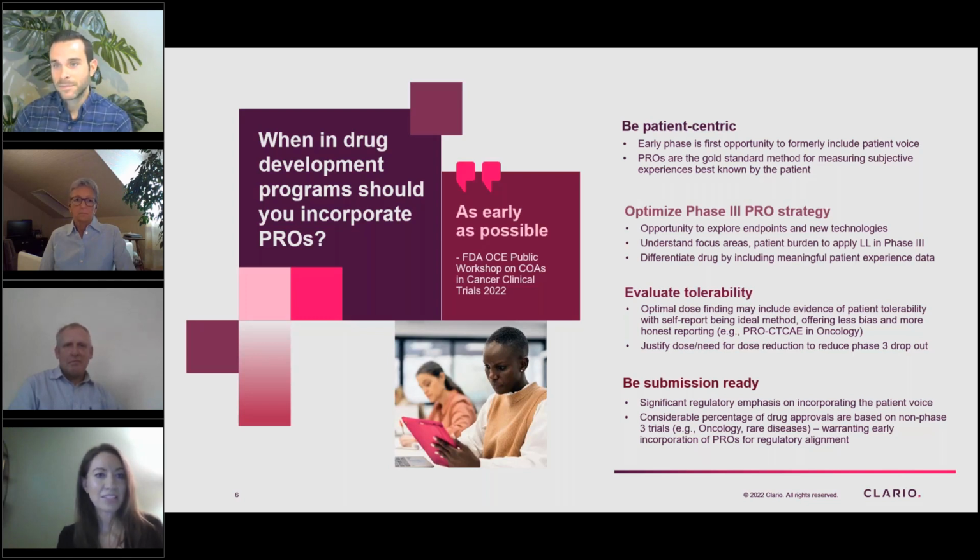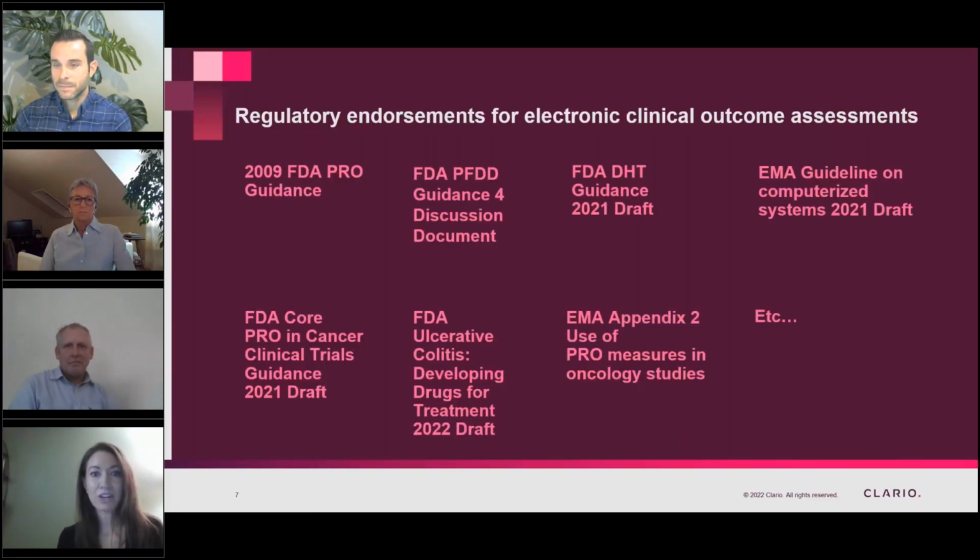Yeah, so regulatory agencies have numerous guidances specifically on the collection of COAs, generally, meaning across therapy areas, and then also specifically for individual therapy areas and indications. So the guidelines that span across therapy areas, there's a pivotal 2009 FDA PRO guidance that provides recommendations for when you're including PROs to support labeling claims. And now FDA is in the process of releasing a four-series set of documents dedicated to patient-focused drug development.